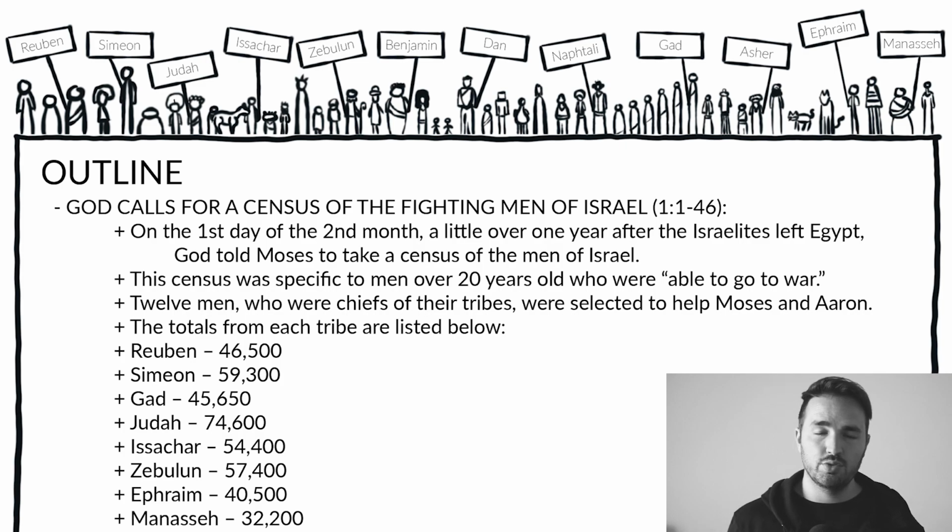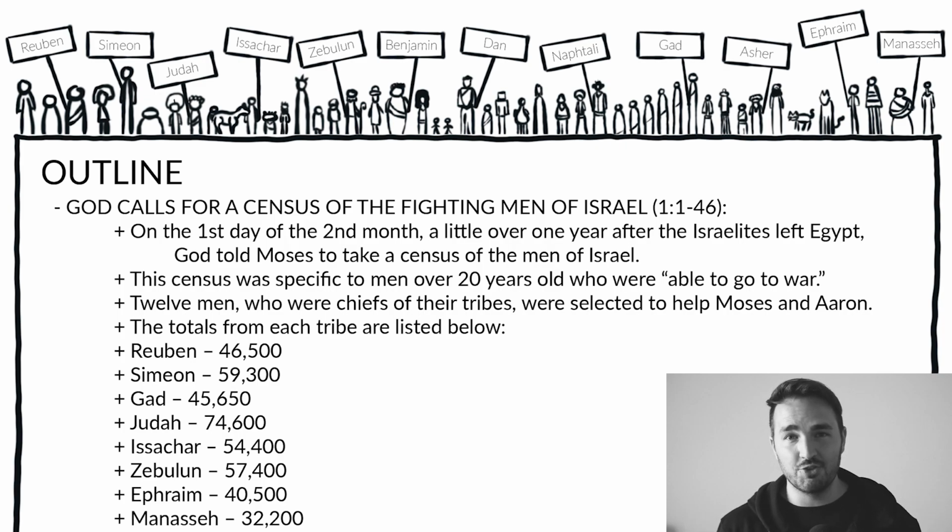And if you did that, you'll notice that this is quite a long chapter, but can actually be summarized quite concisely because there's a lot of repetitious language in this chapter that we can condense down. So the first section is actually the first 46 verses. God calls for a census of the fighting men of Israel.